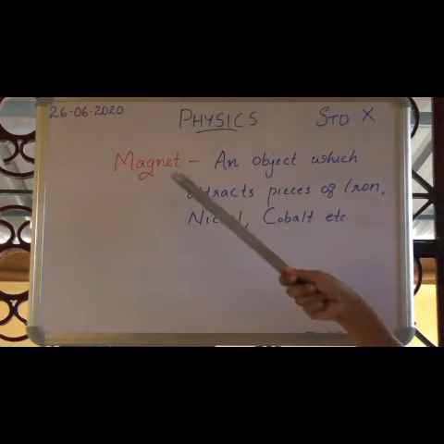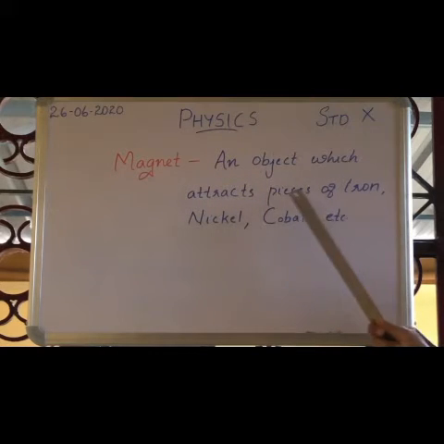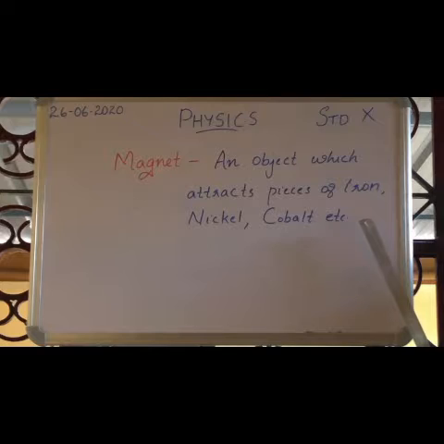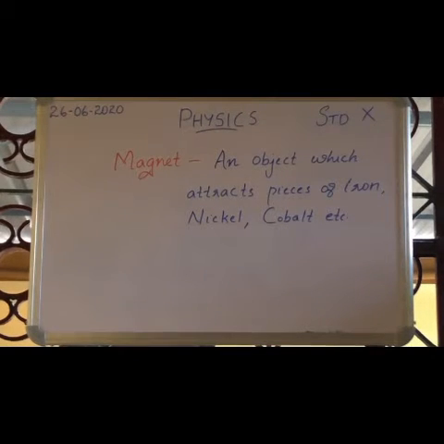What is a magnet? It is an object which attracts pieces of iron, nickel, cobalt, etc. Magnets come in various shapes and sizes depending on their intended use. And what else have we studied? A magnet has two poles, North Pole and South Pole.